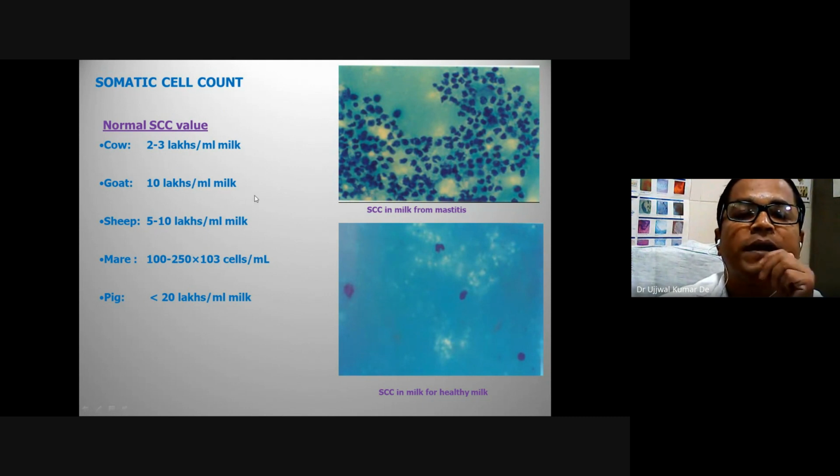Goat, 10 lakhs per ml. Sheep, 5 to 10 lakhs per ml, or near 100 to 250 into 10 to the power 3 cells. Pig, around 20 lakhs per ml. So these are the threshold levels.